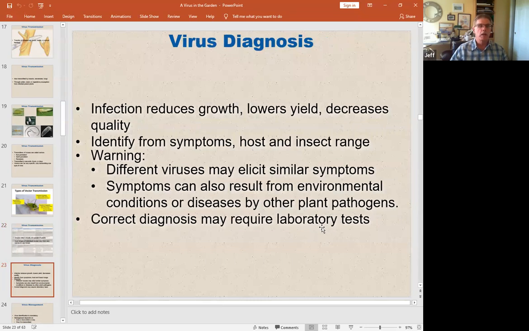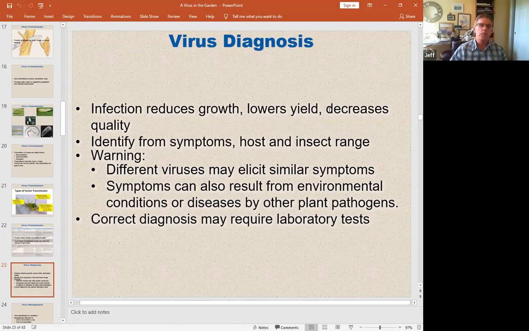So diagnosis. Okay, we've got a bunch of different symptoms and they look quite different sometimes from each other. How are we going to find out which virus we are seeing, the effects of which virus we are seeing? Infection reduces growth, lowers yield, and decreases quality. You may notice the effect of a virus this way. We can identify from symptoms.